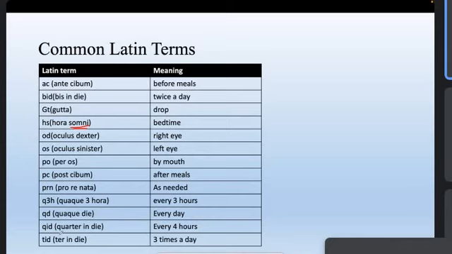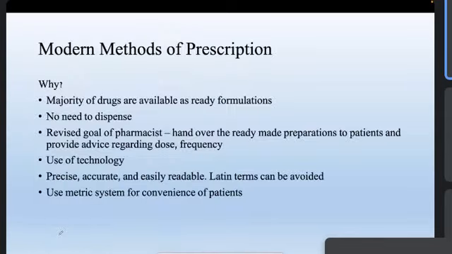So there are actually a lot more Latin terms. There are close to 100 Latin terms, but these are very few, which are very commonly used. So I think let us not confuse more than this. Probably another 10 I will give you. Okay, so you can just have a look at that. Okay, so now we have something called modern methods of prescription.